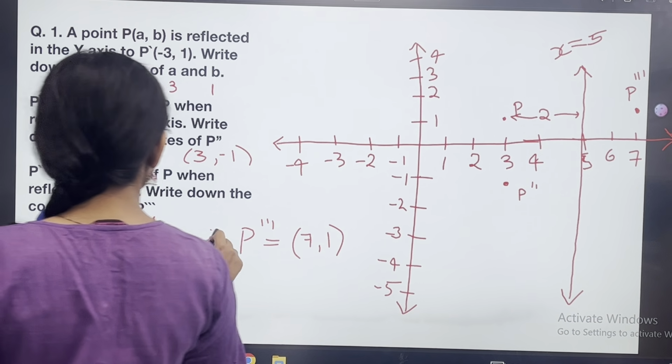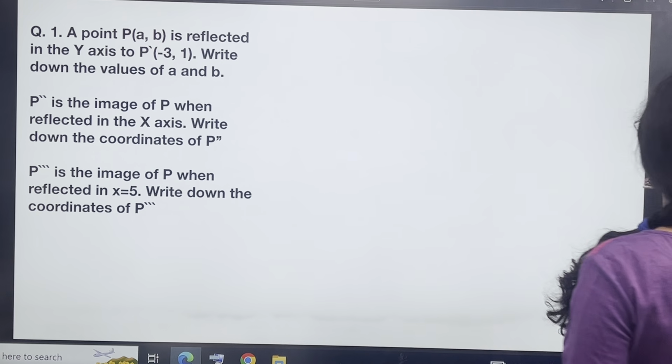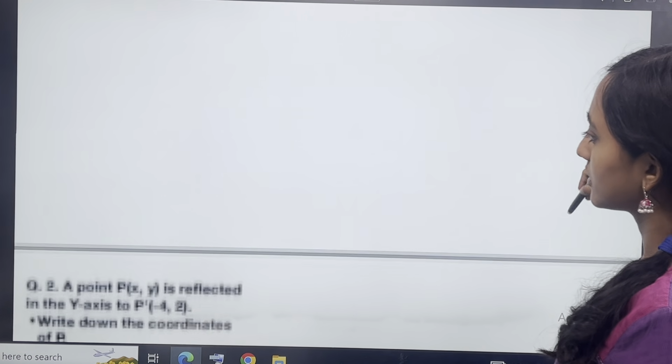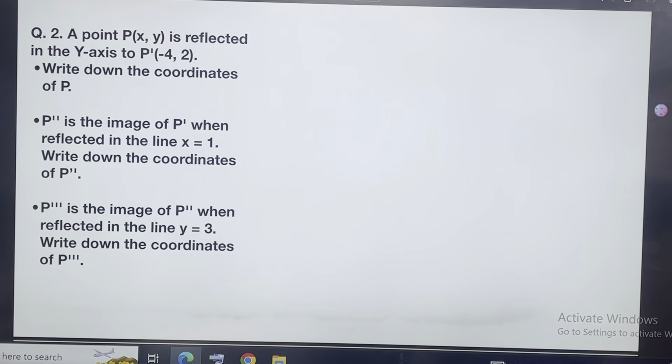We have found out all the three parts of this particular question. Let us go to the next one. Chalo. Since you have got a hang of how this is done, I want you to solve it on your own and then we will do it together. Okay? Chalo.